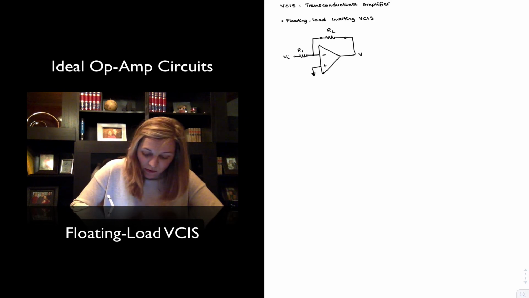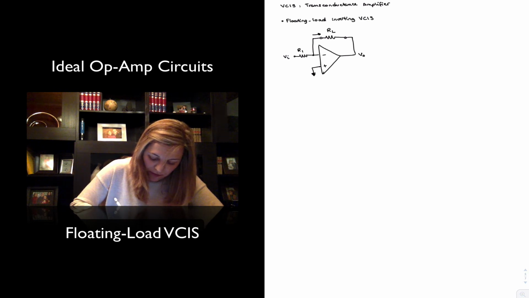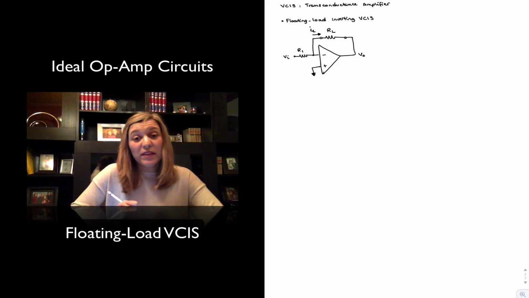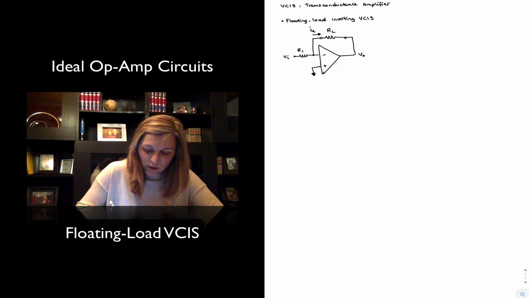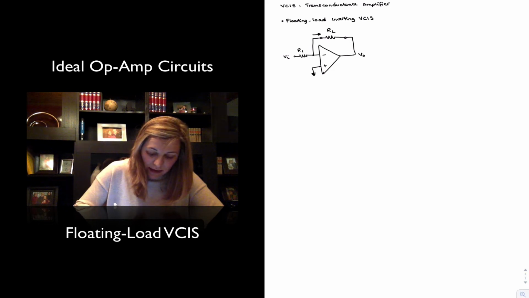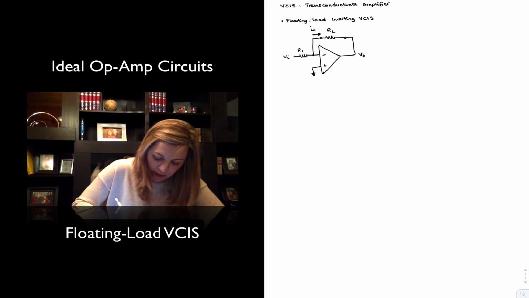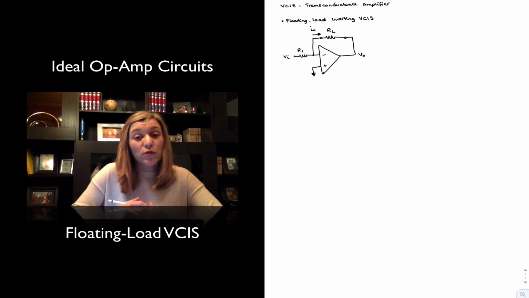And there's going to be, obviously, some voltage that develops at the output, as well as some current that's going to flow through the load. And that's going to be the output current. I've referred to it as IL, but I might as well call it I out, since that's the output current, the current that's flowing through the load.